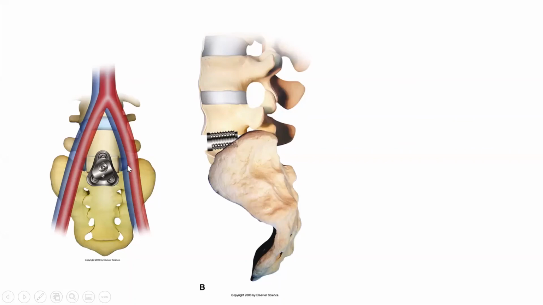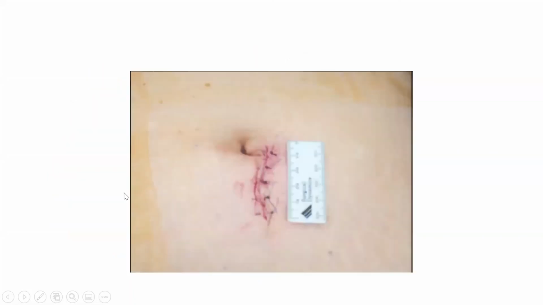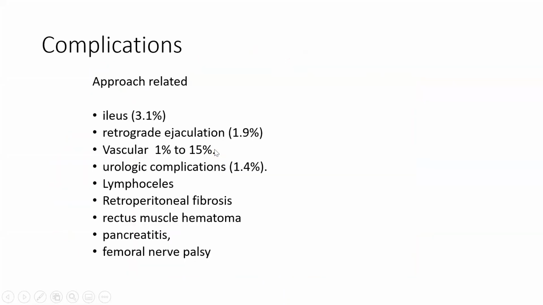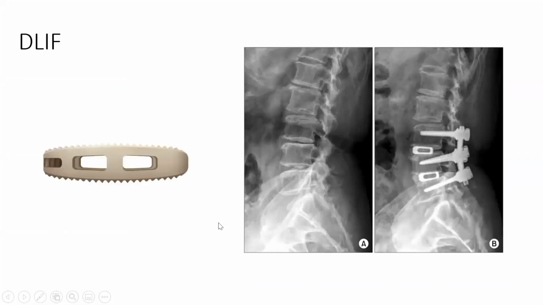These approaches, I won't bore you too much on that, but just note you've got nice exposure of the disc, but you have the vascular anatomy to move away. So theoretically, you can have a nice small incision, an intraumbilical incision, and the patient's got a cage in the front. A lot of complications though: ileus, retrograde ejaculation, vascular complications, urogenital, and so on and so on.